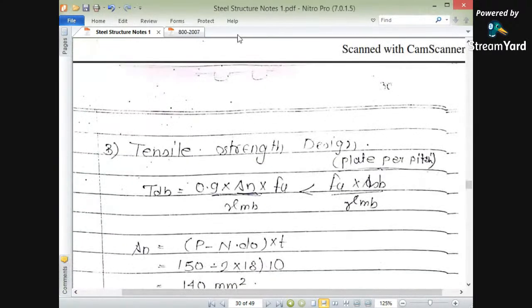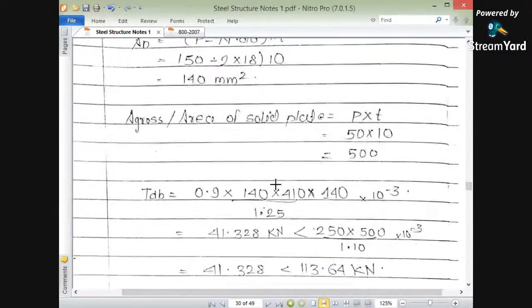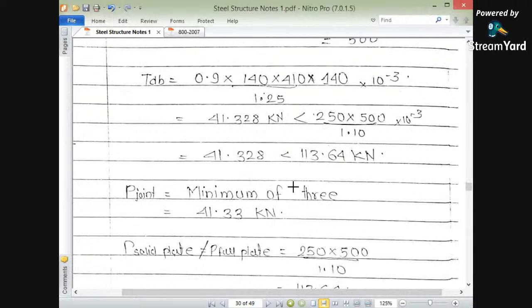So these three things are to be calculated in order to find out the strength of bolt. First is the shear strength of bolt, next is the bearing strength of bolt, and number three is the tensile strength of bolt. Out of these three values, the minimum value is the strength of bolt. The minimum of three comes to be 41.33 kilonewtons.